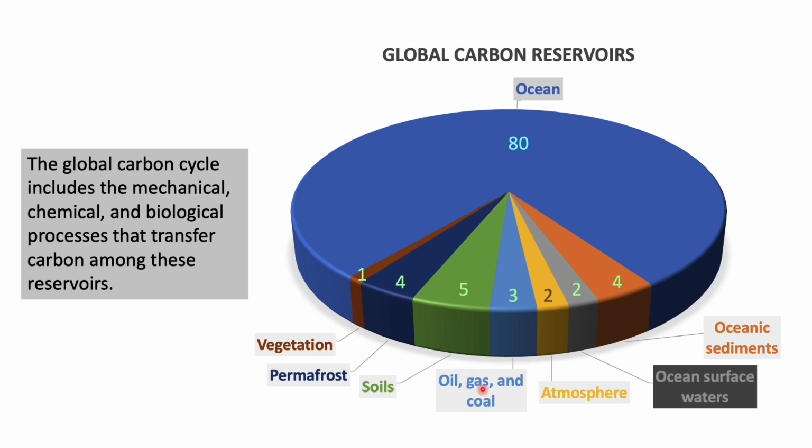And also oil, gas and coal produce carbon dioxide. Soil also has carbon. Permafrost releases it during thawing, and vegetation consumes carbon. So these are all the various sources or reservoirs which are involved in the carbon cycle. All of them are involved.